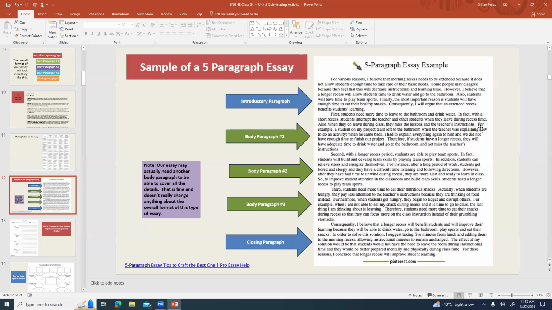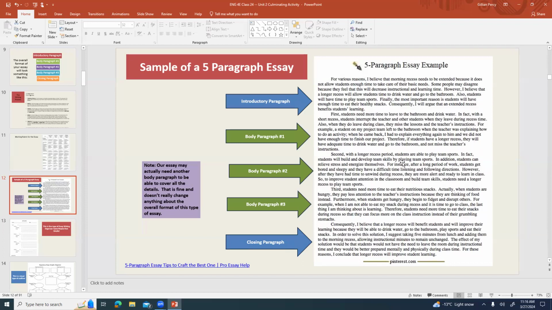So she goes on. In fact, with a short recess, students interrupt the teacher and other students when they leave during class time. Also, when they do leave during class, they miss the lessons and the teacher's instructions. For example, a student on my project team left to go to the washroom when the teacher was explaining how to do an activity. When he came back, I had to explain everything again to him, and we did not have enough time to finish our project. Therefore, if students have a longer recess, they will have adequate time to drink water and go to the bathroom and not miss the teacher's instructions.